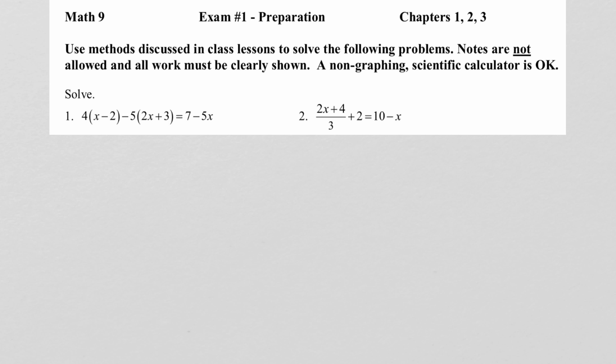Exam number 1, preparation. Use methods discussed in class lessons to solve the following problems. Notes are not allowed, and all work must be clearly shown.